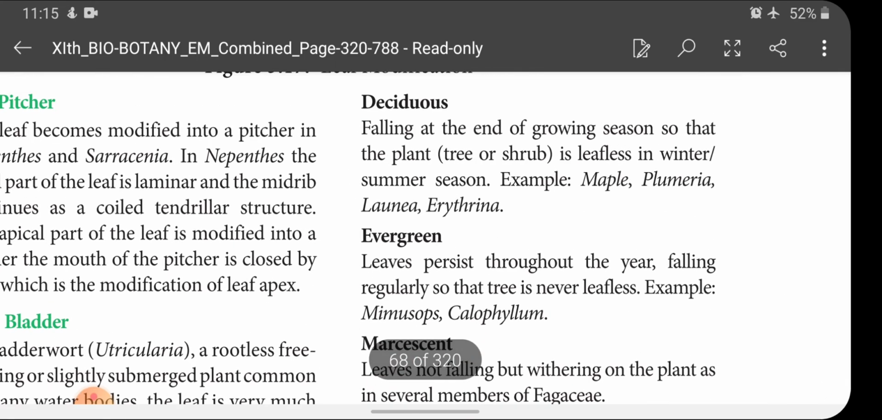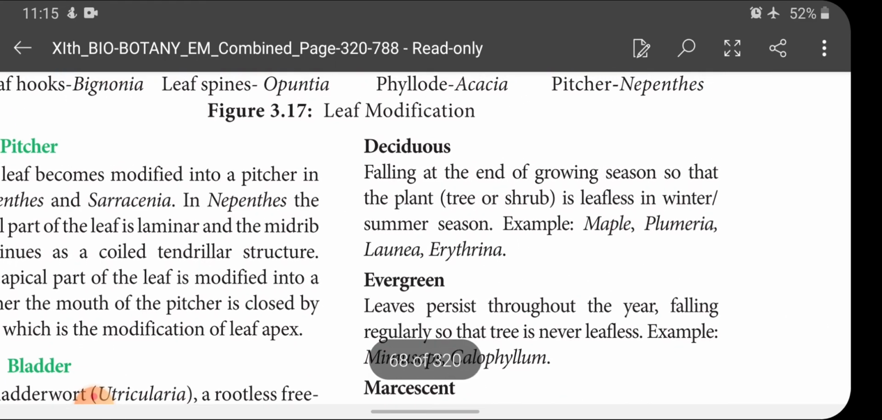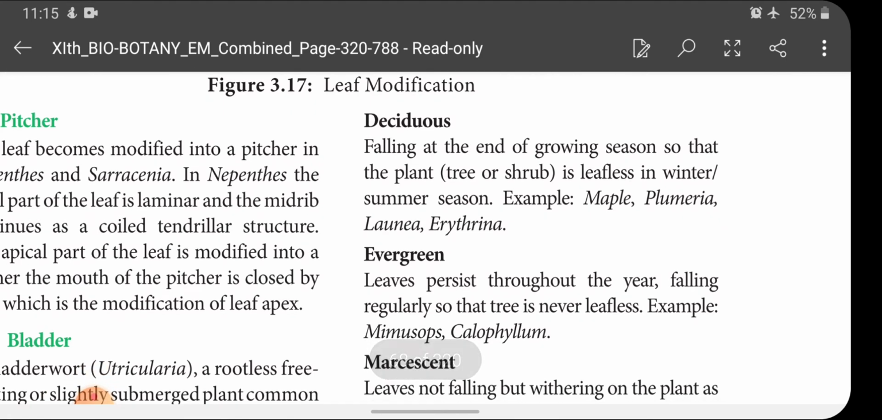And the next one is deciduous, falling at the end of the growing season, so that the plant is leafless in winter or summer season. Examples: maple, Plumeria, Lannea, Erythrina. So in deciduous plants, the leaves fall at the end of the growing season, so the plant is leafless in summer or winter season.